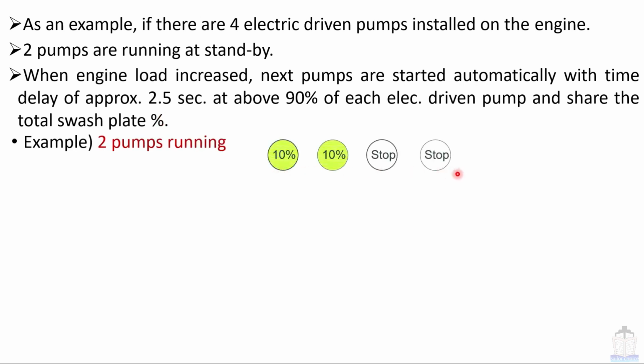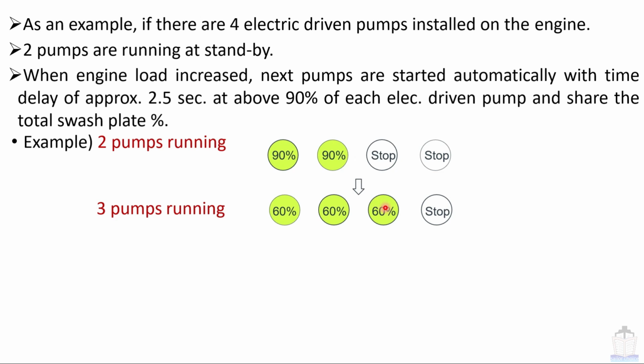Suppose there are 4 pumps. When you put the engine on standby, then 2 pumps will run at about 10% load. And when the engine load increases and it reaches above 90% load, then the third pump will start automatically and all 3 pumps will now share the equal percentage of swash plate angle. So in the earlier case it was total 180%, so now it will become 60% in the individual pumps.